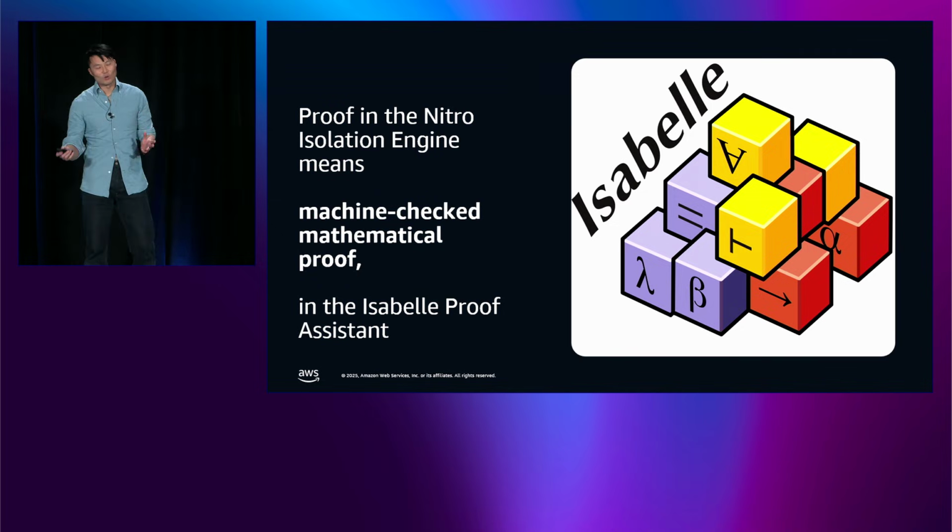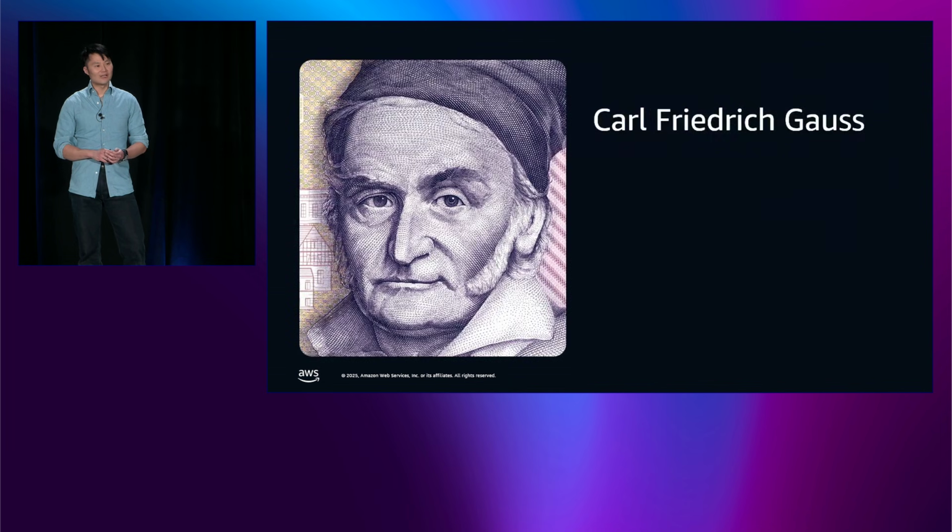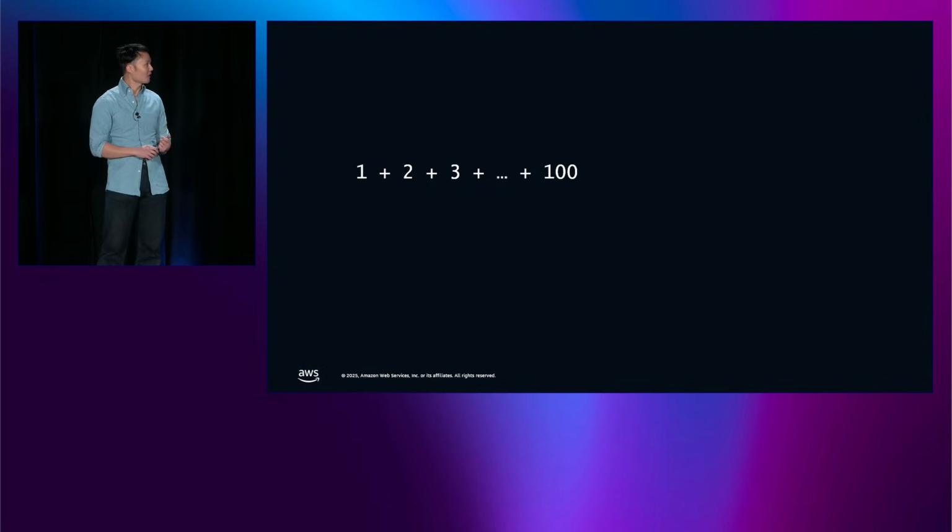Now, proof is an overloaded word. For example, it's commonly used as any kind of evidence towards some fact. But we have a stricter, tighter definition. Let me explain by way of a story about the great mathematician Carl Gauss. As the story goes, as a school child, he was asked by his teacher to sum the first 100 numbers as a way of using up his time.